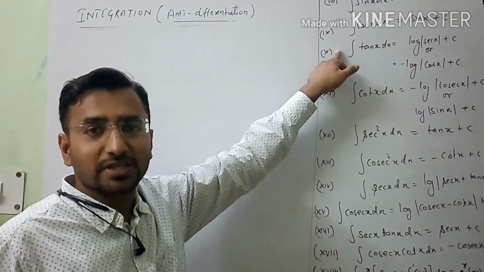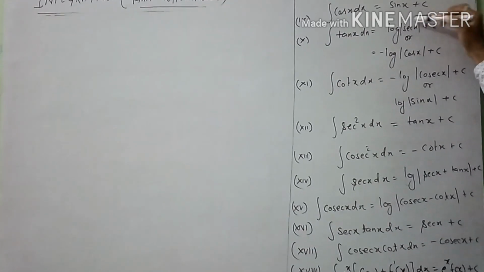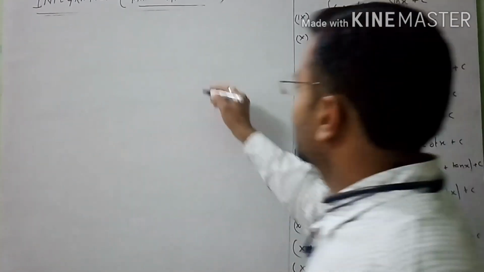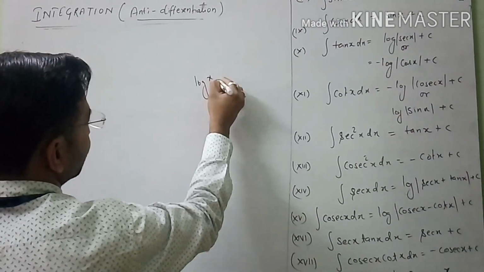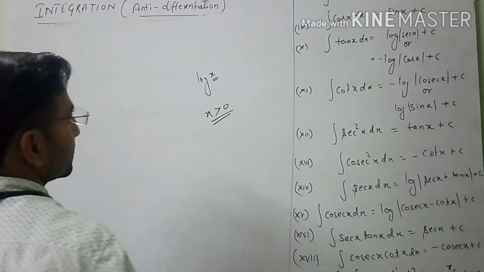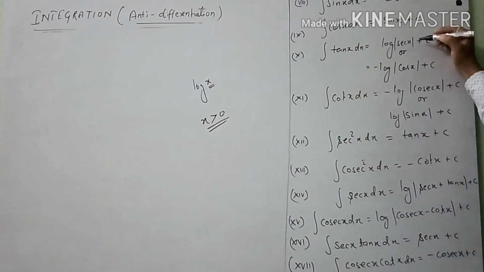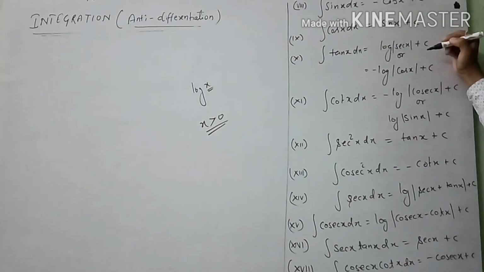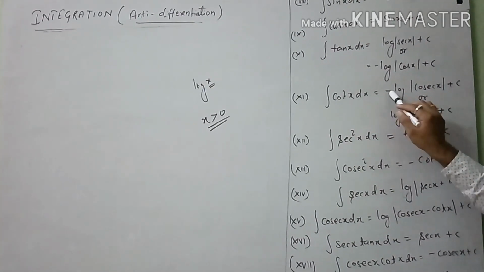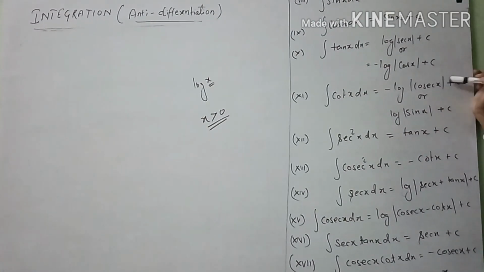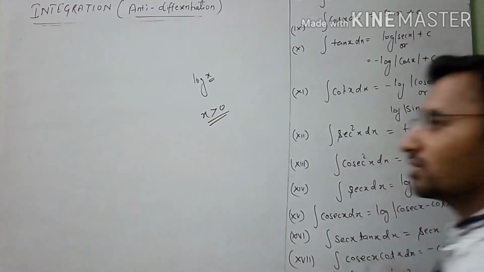Integration of cos x is sin x plus c. Integration of tan x equals log mod sec x. Here I am using mod because when we write any log value, suppose log x, the value of x is greater than 0. So that's why I use here the mod symbol. After that, see here one by one, integration of cot x dx equals log mod sin x plus c, or minus log mod cosec x plus c.